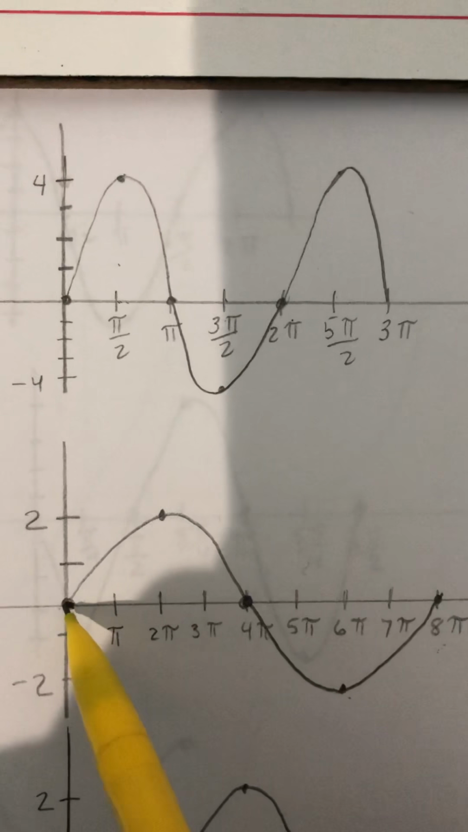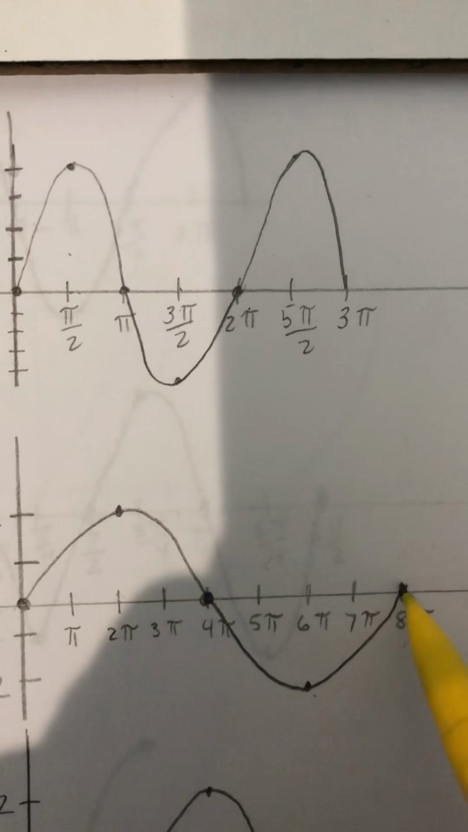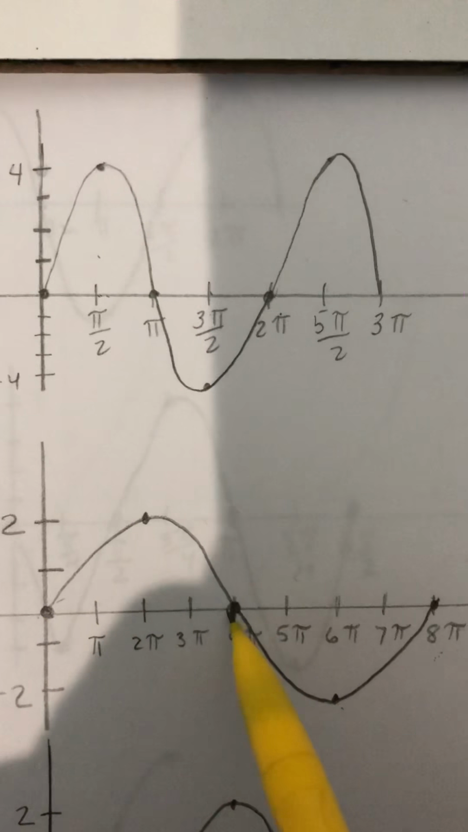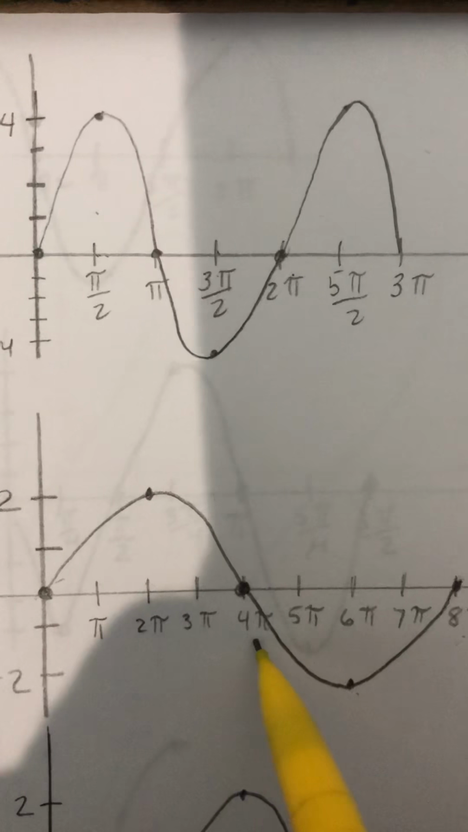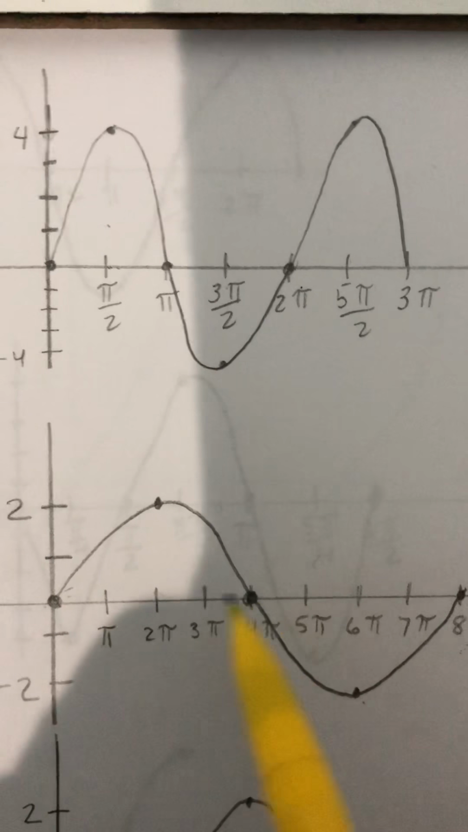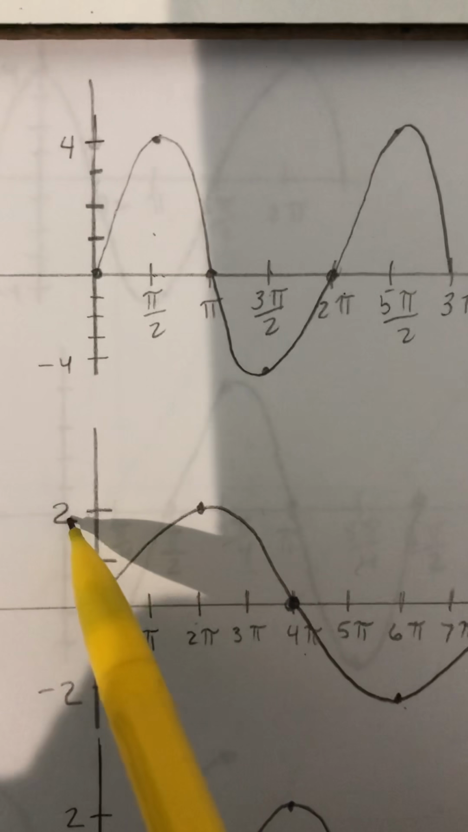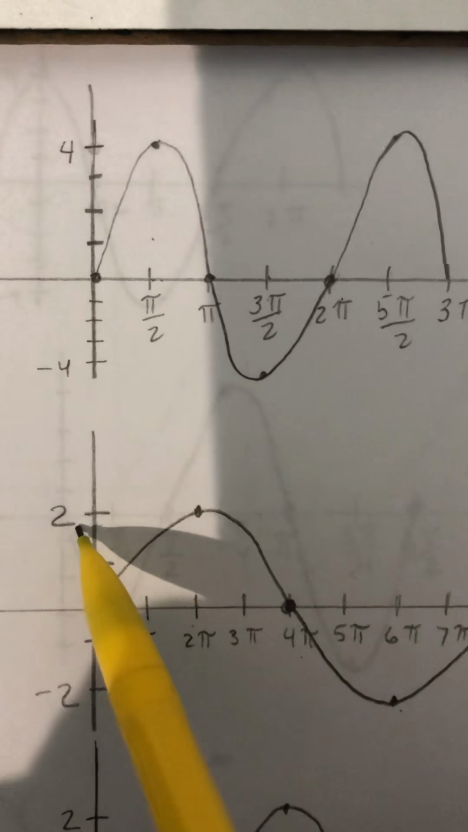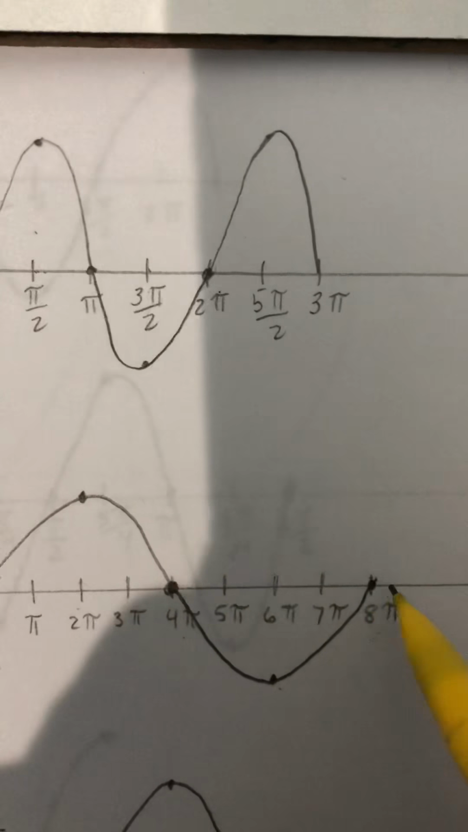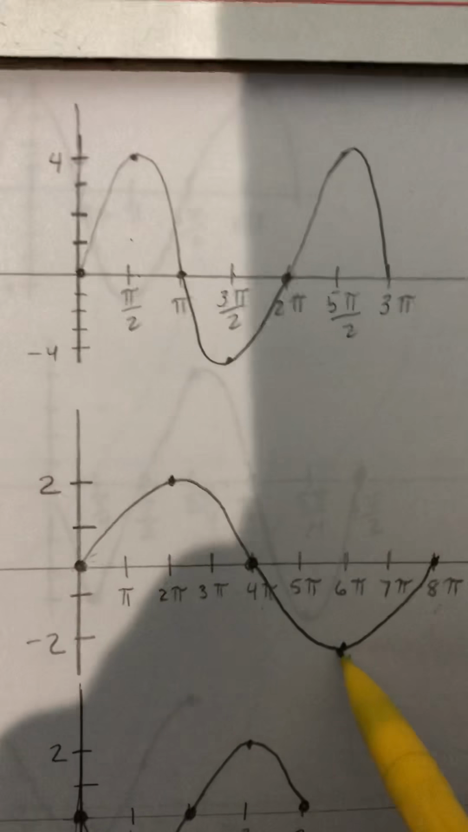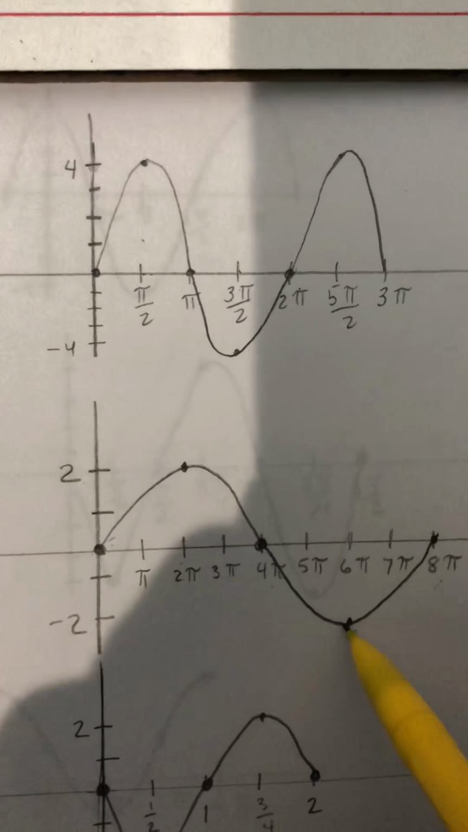So I put my starting point here, my finishing point at 8 pi, because that was the period, cut it in half, that gives me the middle point at 4 pi, cut this in half, 2 pi, that gives me the maximum point, which is at 2 because I changed the amplitude to 2, and then go halfway between these 2 points, which would be 6 pi, would give me the minimum point at negative 2.